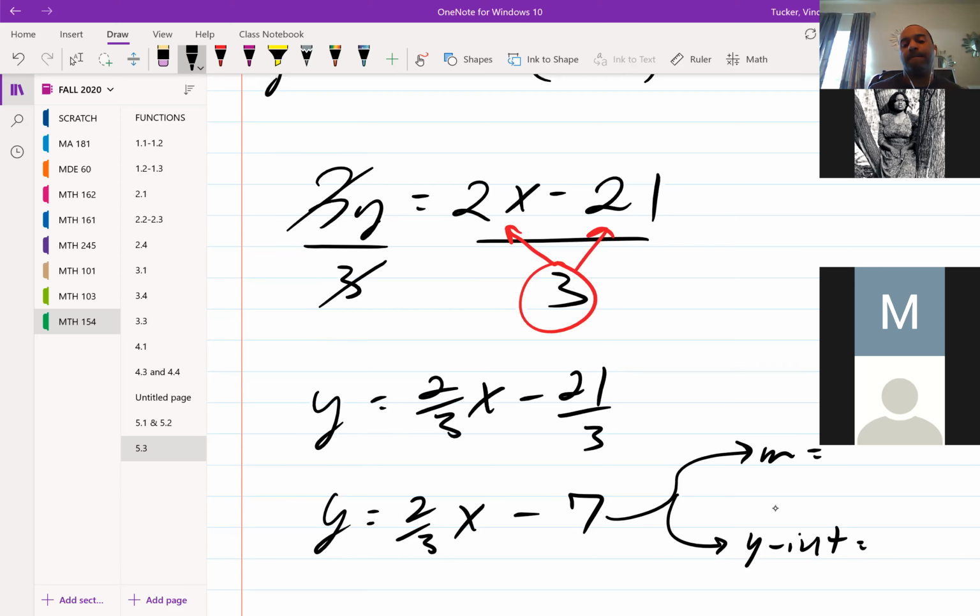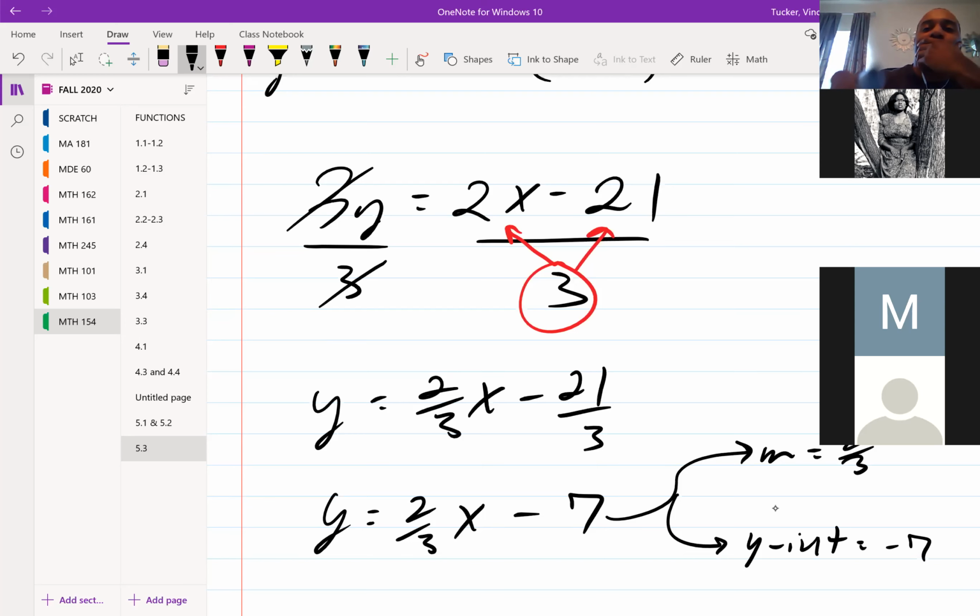All right. So what's in front of x is your y-intercept, that'll be 2/3, and then your slope, not your slope. Let me go and start from the beginning. What's in front of x is your slope. That's 2/3, and then your other number is your y-intercept, which will be -7.